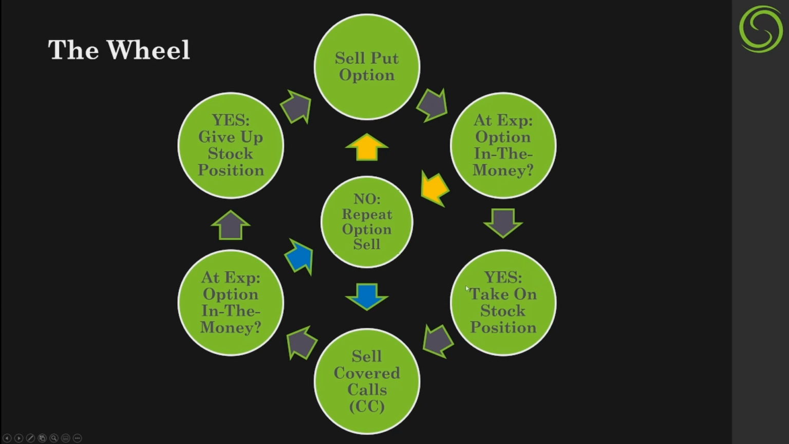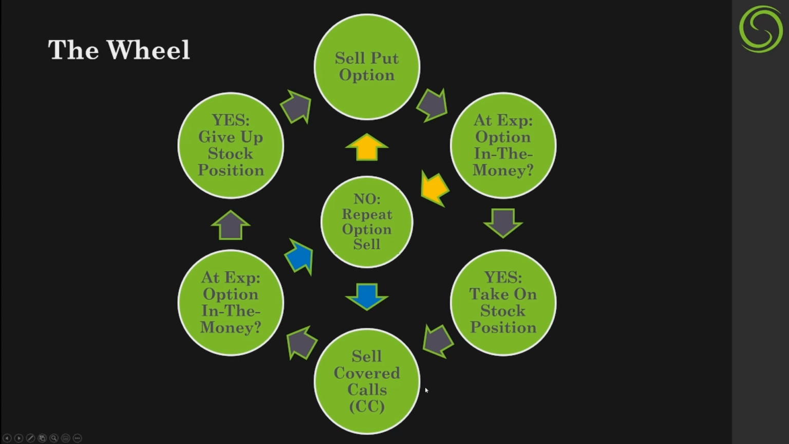And then what's going to happen is you're going to take on the stock position. Once you take on the stock position, you turn that around and you sell covered calls against the stock position you own. And once you get to the expiration for the covered calls that you sold, if they are not in the money, then you repeat the option sell. You just do this little wheel until you get to the expiration of the covered call you sold. If it is in the money, then you will give up your stock position, and then you just go back to selling the put option. You repeat the process all over again.